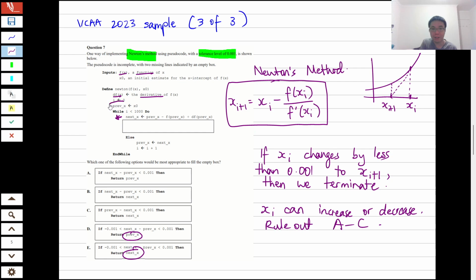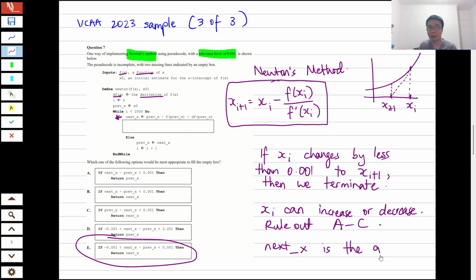Well, if I start, it's stored in the previous value, and then the program, after each iteration, generates a new guess, which is called next x. Clearly, this is the one that we want to print. So the answer is option E, because next underscore x is the guess calculated at each iteration.